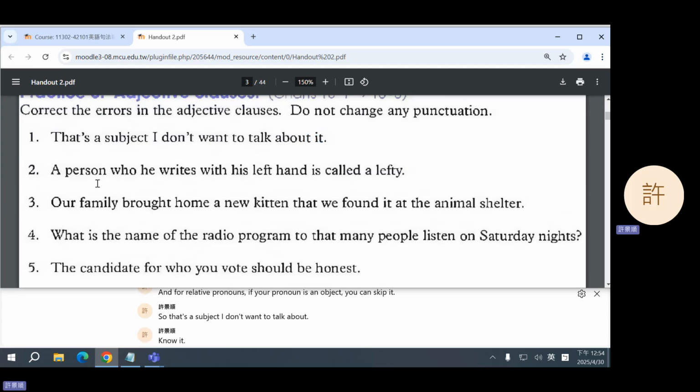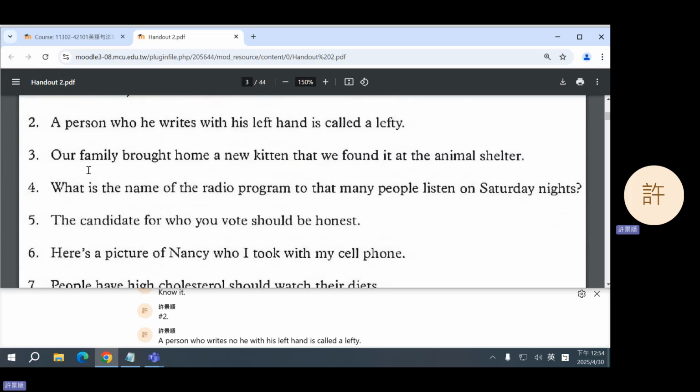Number 2, a person who writes, no, he, with his left hand is called a lefty. Number 3, our family brought home a new kitten that we found, no, it, at the animal shelter.